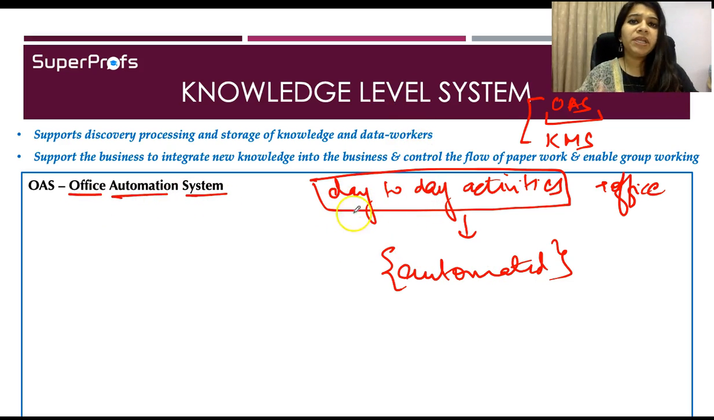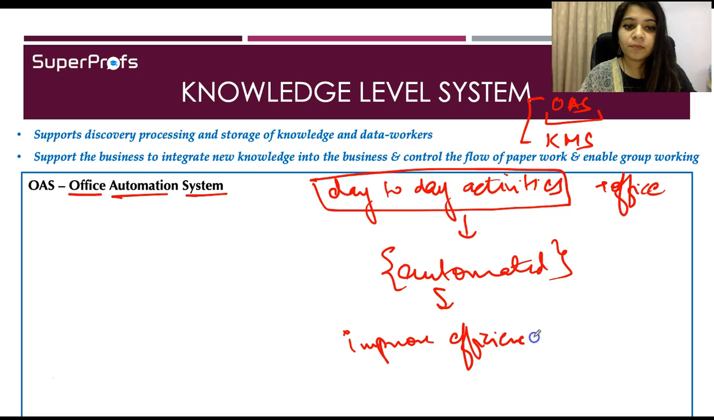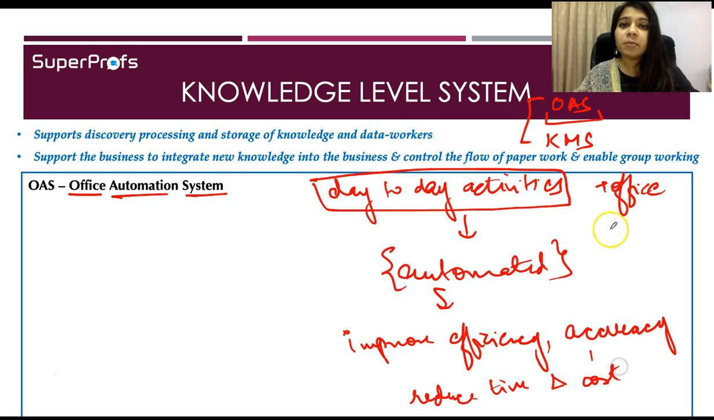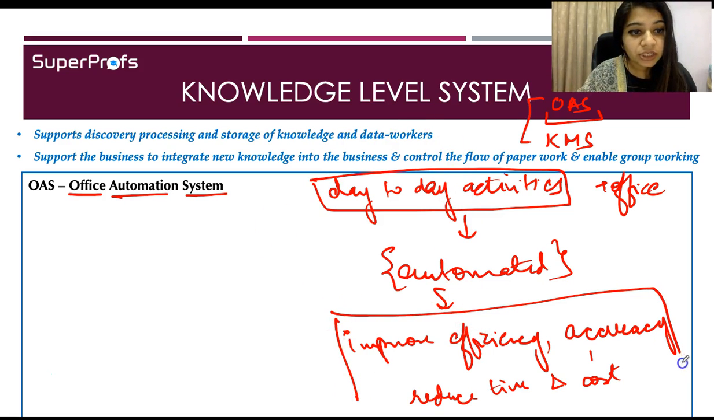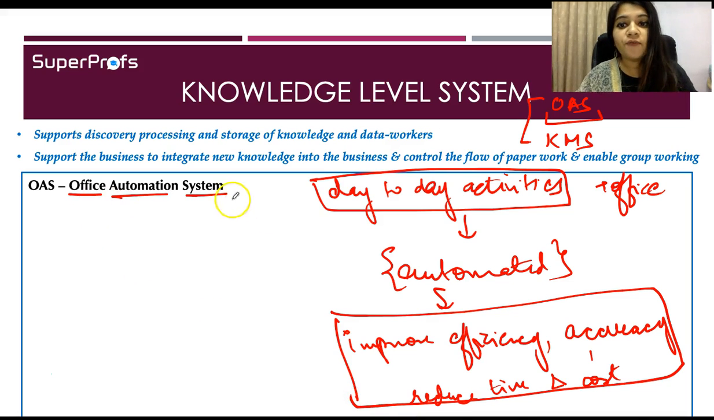And why do you automate anything? Because you need to improve your efficiency, or control accuracy. What else? You need to reduce time and cost. These are the primary reasons why you go for automation, right? To improve efficiency, to reduce time and cost, to improve accuracy, to improve communication, and all these are essentially the benefits of OAS.